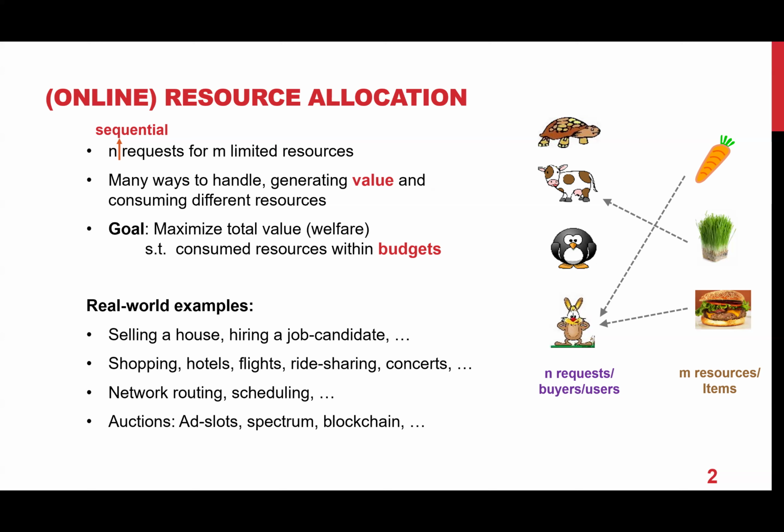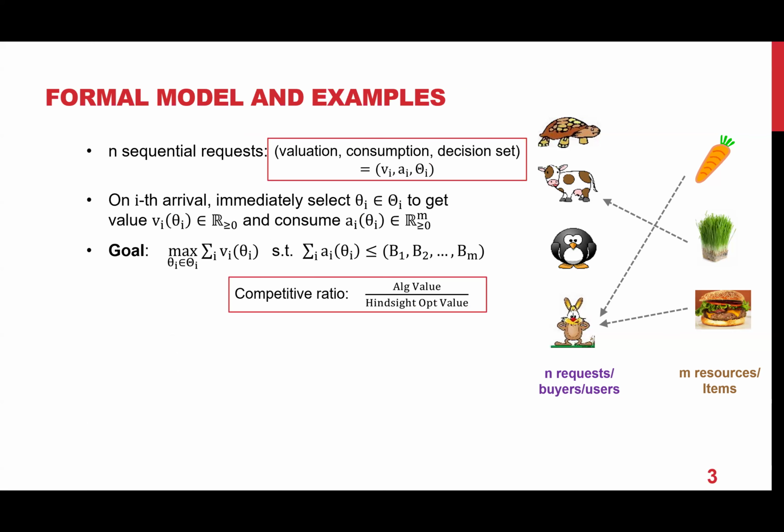Now let me make the same thing formal. Okay, so the setup is the following. n requests come one by one, sequential requests. Whenever the ith request comes, it reveals three things: one is the value function, one is the consumption function, and the third is the decision set. Maybe for simplicity, for a moment think of the matching example. In the case of matching, the decision set would be some offline vertices you can match it to.